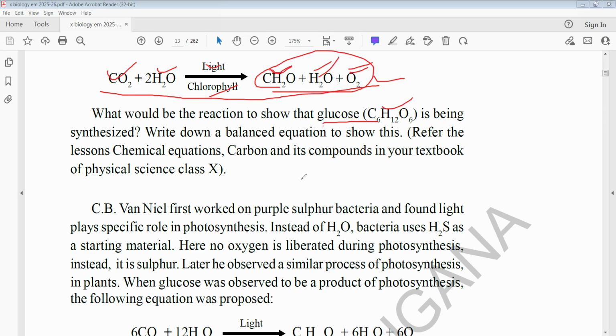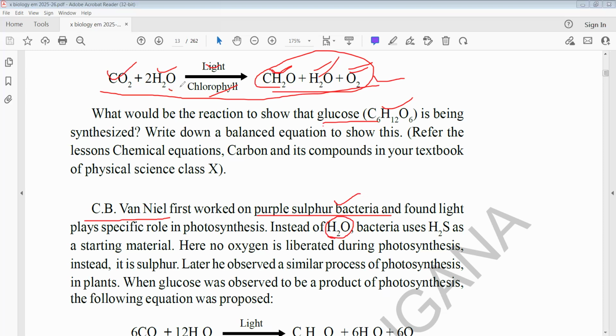Here is another important topic which will come in the examination level: C.B. van Niel. He is the first and most important scientist, because he proved the photosynthesis chemical equation regarding reactants and products. Especially, he took purple sulfur bacteria, and instead of water he used purple sulfur bacteria. And that is the reason.